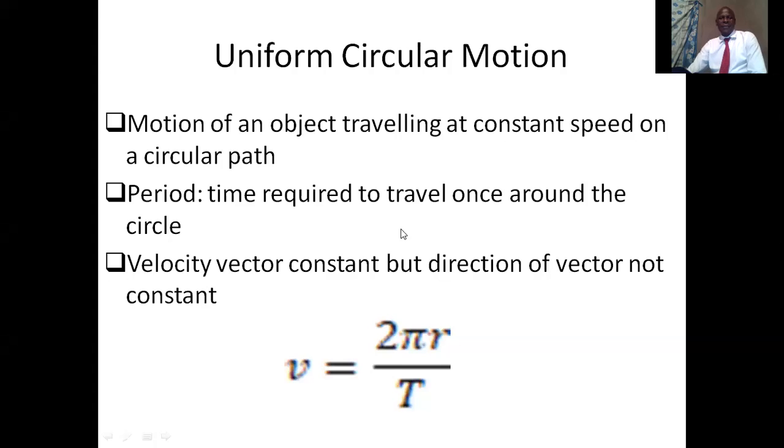As I said earlier, today we will discuss uniform circular motion. All objects moving around a circle experience uniform circular motion. Uniform circular motion is the motion of an object traveling at constant speed around a circular path. Even if it has a constant speed, there is acceleration because at every point there is a change in the direction of the velocity vector.